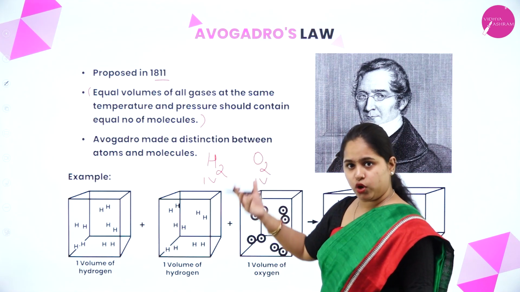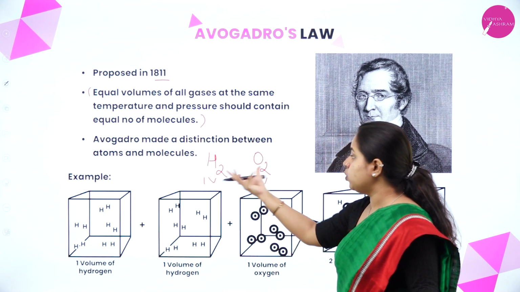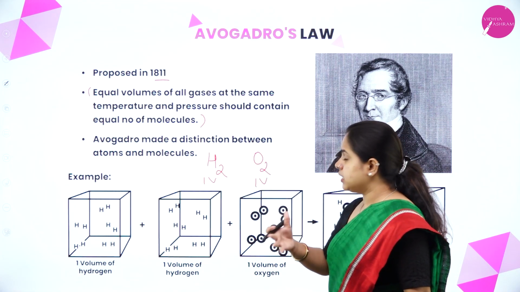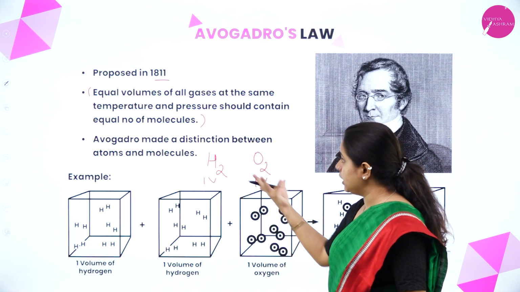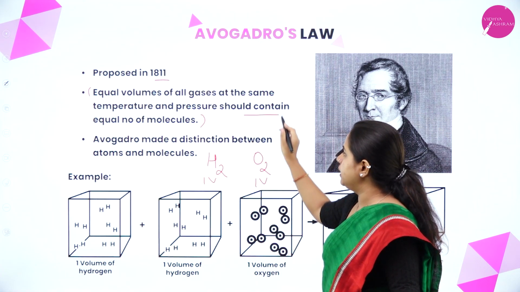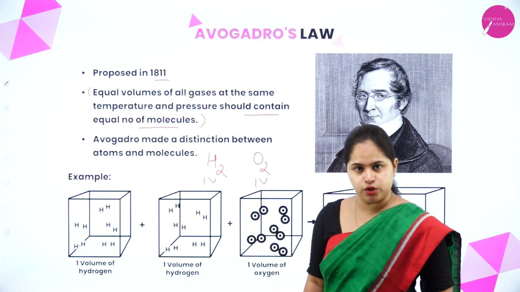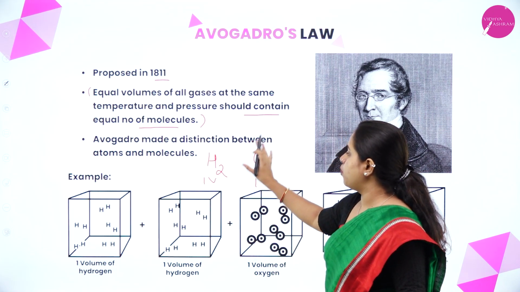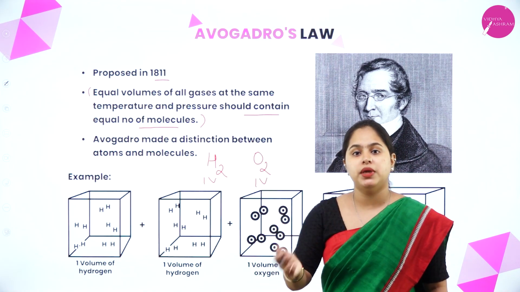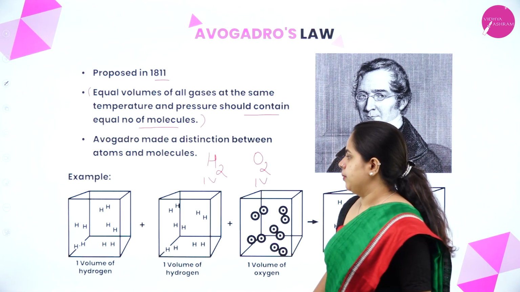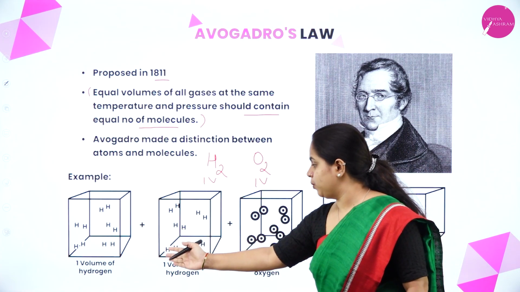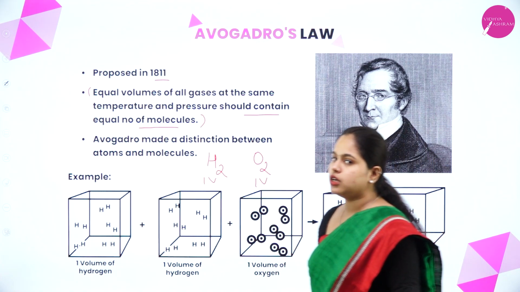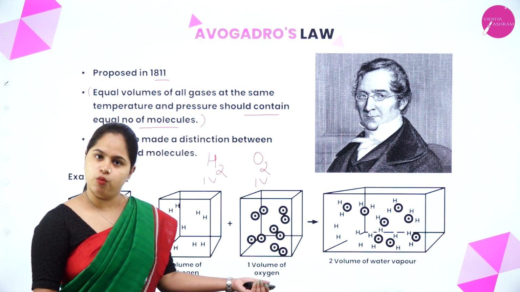So, according to Avogadro's law, if I am taking equal volumes of 2 gases, let it be any different gases, under same temperature and pressure conditions and equal volumes, they should contain equal number of molecules. So the number of molecules present in your hydrogen and number of molecules present in oxygen will be equal. Yes? So from the example you can see 1 volume of hydrogen combines with 1 volume of oxygen to form 2 volumes of water vapor.